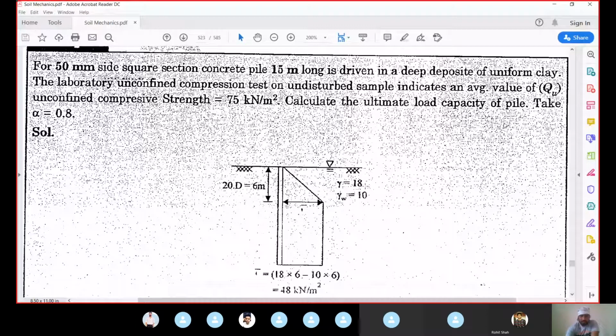Now in this case also we'll do it like this. L critical is equal to 20 times diameter, because this is stiff clay. We can say stiff clay or dense sand, one and the same thing, right? So in this case also they have used this L critical concept, L critical equal to 20 times diameter. 20 times diameter means 20 into diameter, which is your 50 mm.